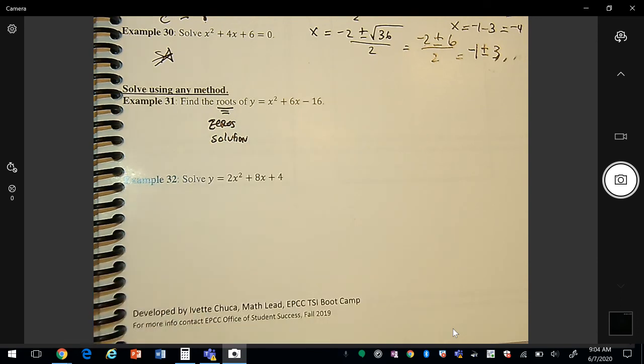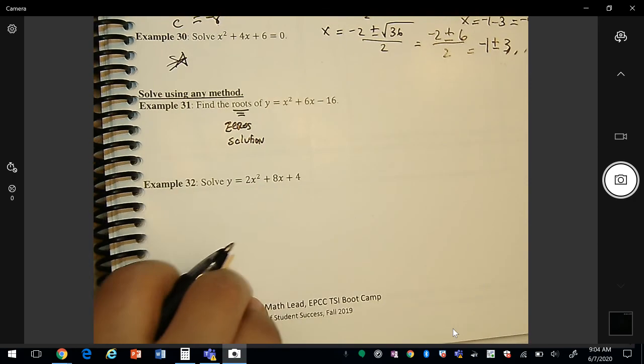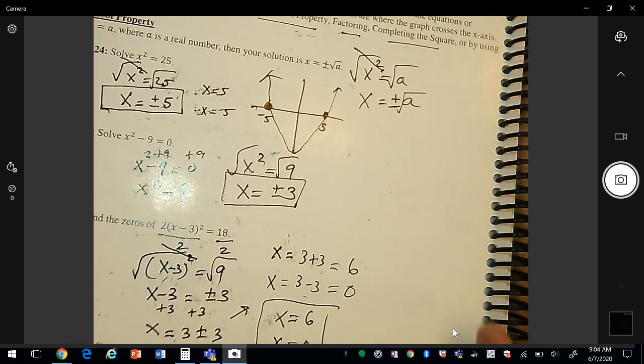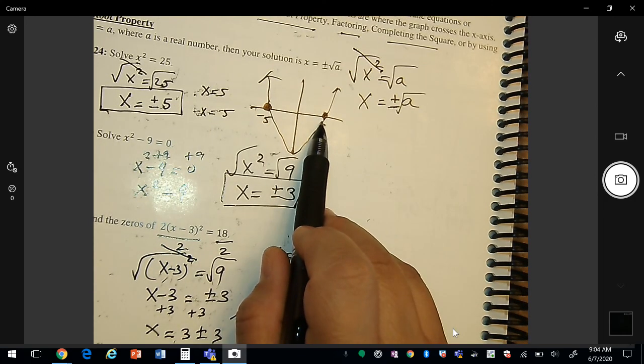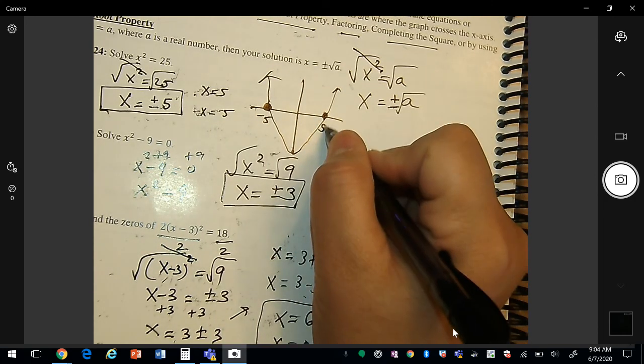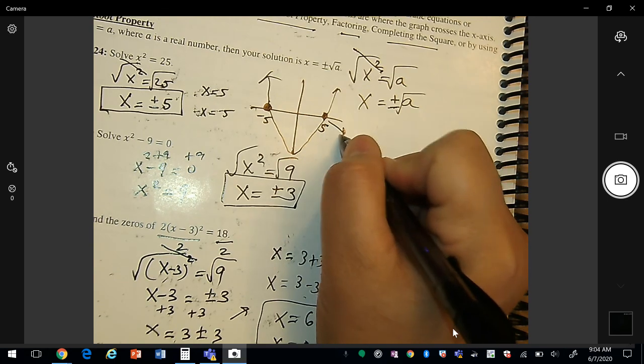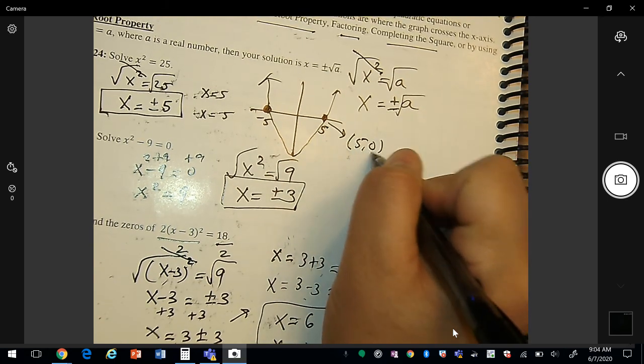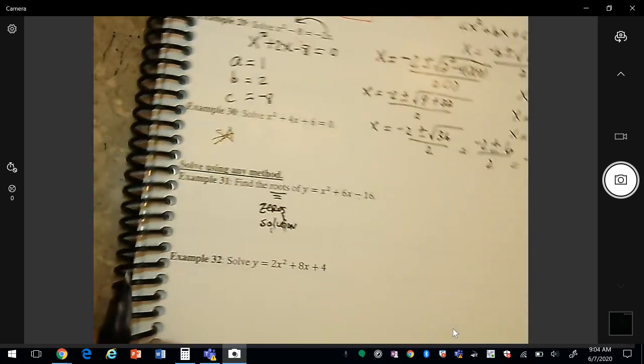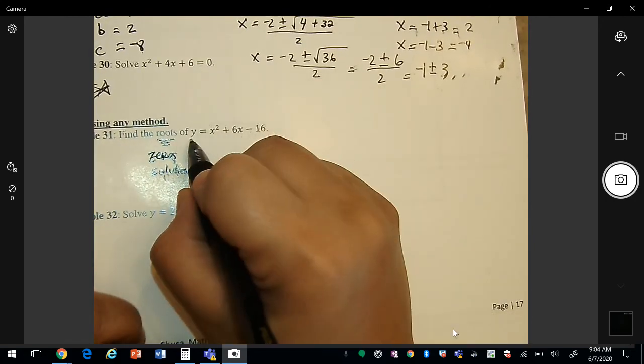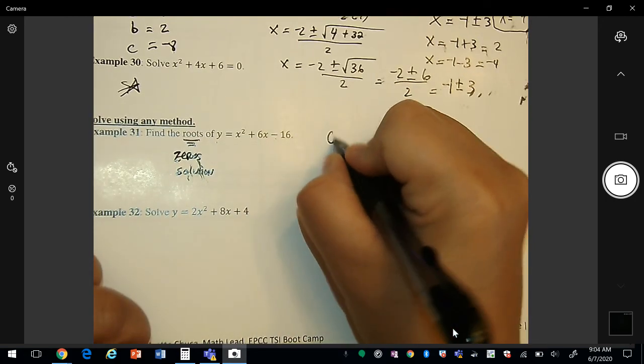So since they're asking for the roots or the zeros or solutions, all we know is that y is equal to 0. Remember from the graph over here, your x is always going to be the number, and then the y is 0. So like this point is 5, 0. So y is always 0. So the first thing you want to do is let y equal to 0.